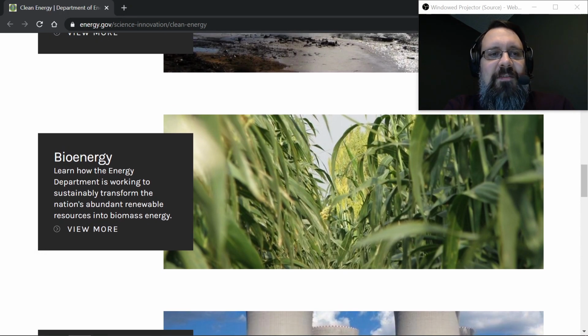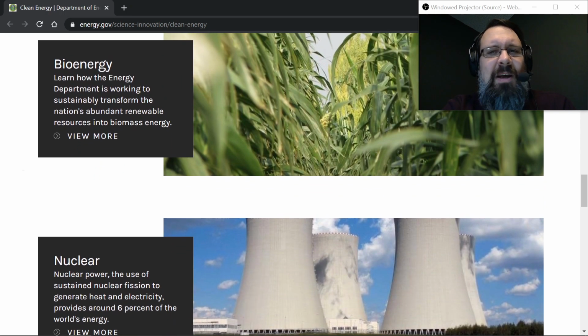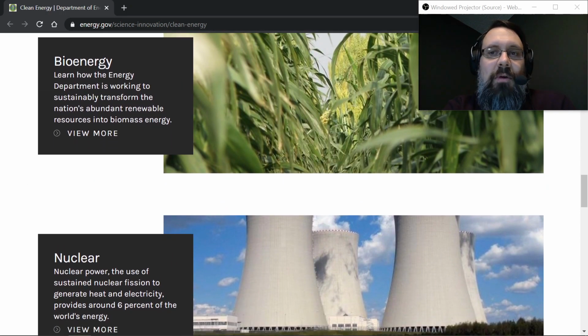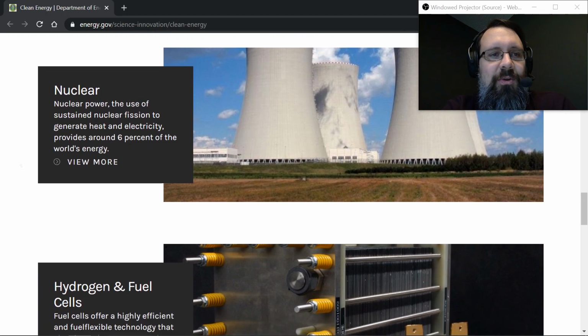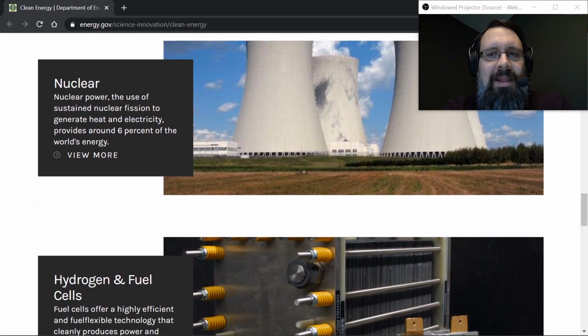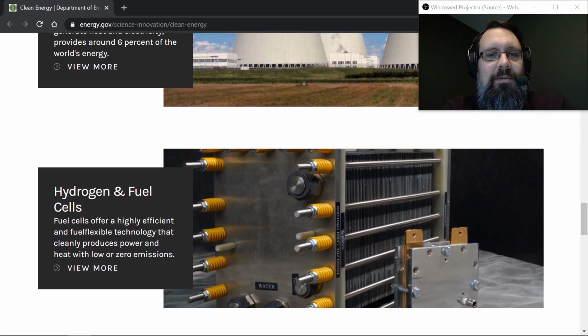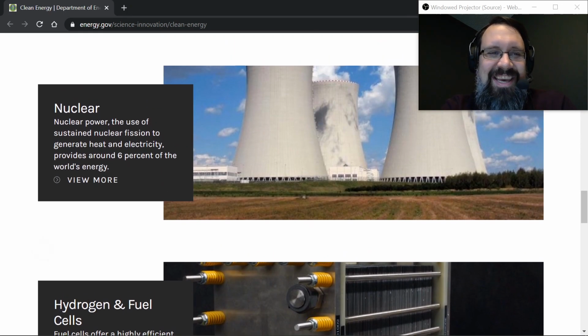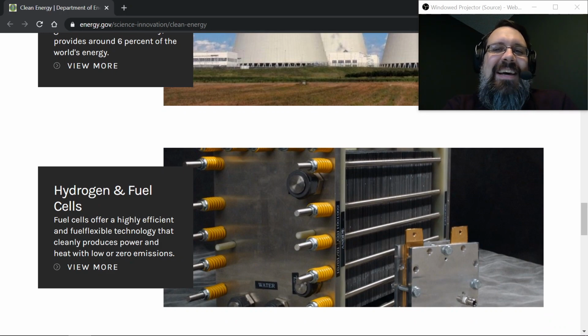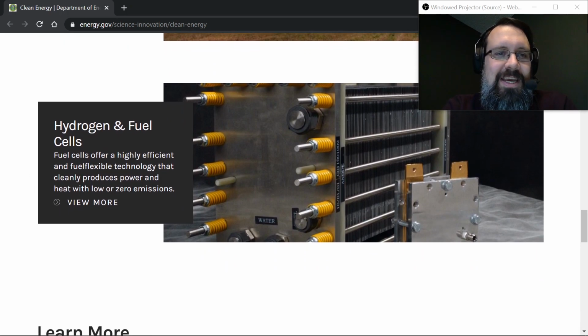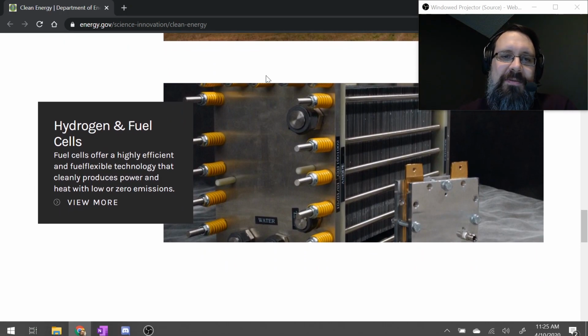It's interesting that they've listed it as clean. I'm not so sure that that's clean, but all right. And then they put nuclear as clean, which is not... what? Nuclear is clean? It's pretty clean until it stops working. And then they list hydrogen and fuel cells. What do you guys know about hydrogen and fuel cells?